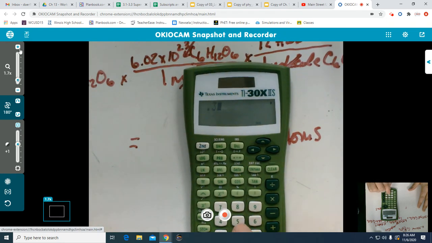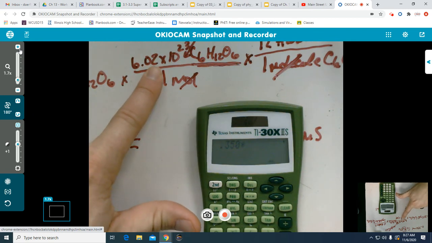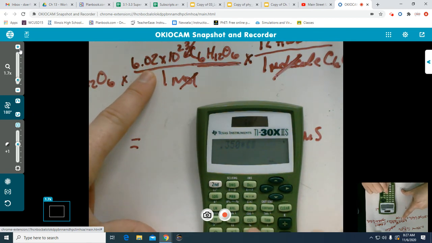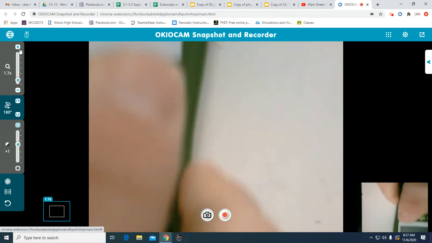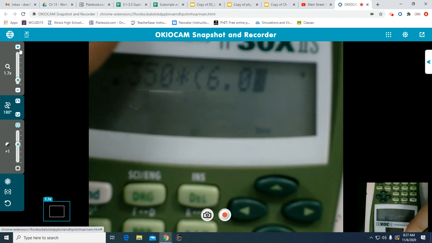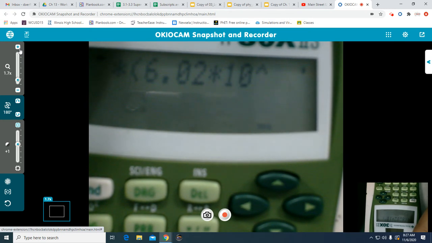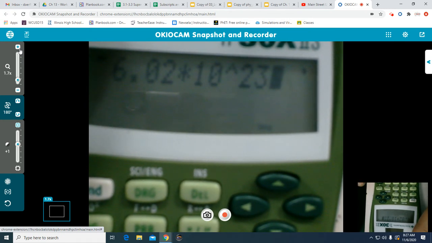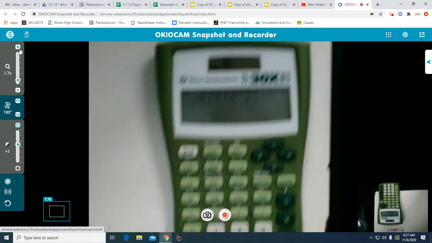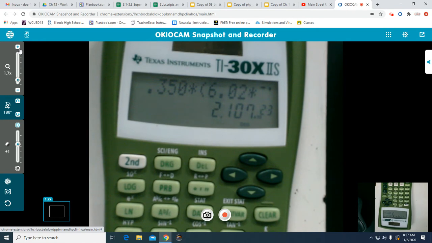So you have your 0.35, okay, 0, if you want to put the 0 in there, times, because we're going to go across and start multiplying here, parentheses, 6.02 times 10, and whatever, use caret or whatever, okay? And then I recommend you hit enter right off the bat.